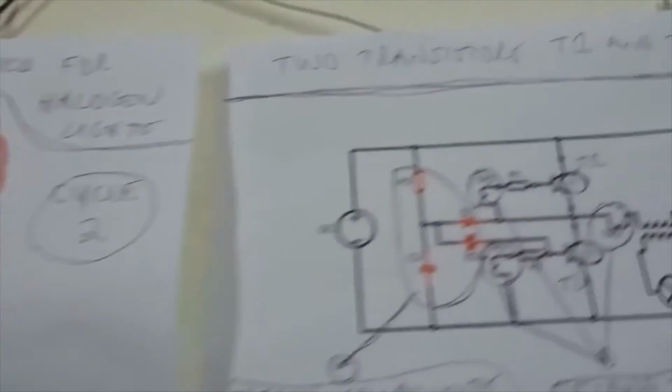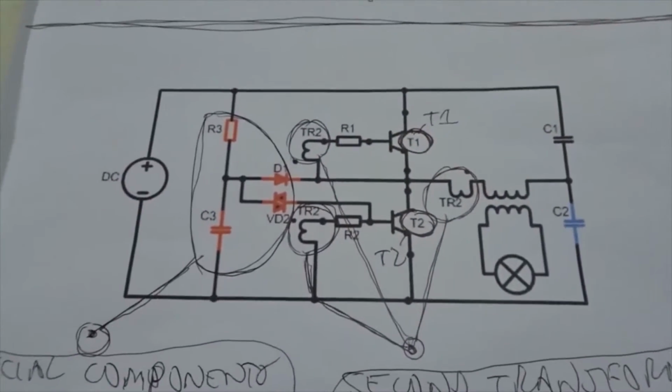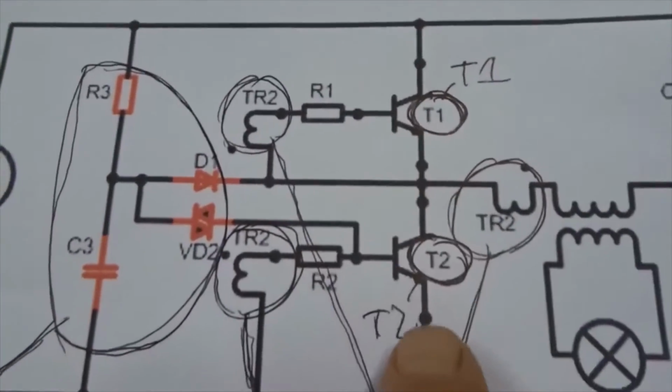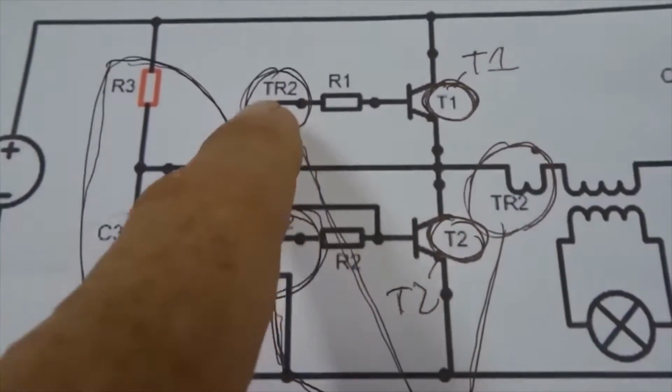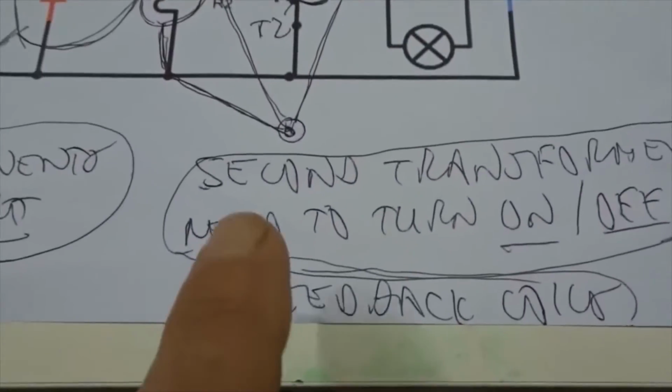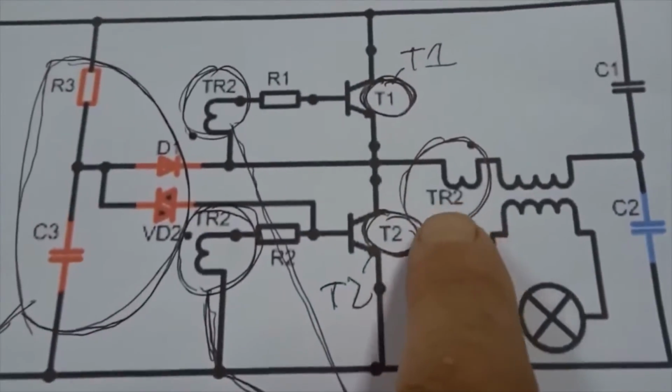Now in the conventional downlight system, two transistors T1 and T2, it's a fairly complex circuit. Here's T1 and there's T2. You need a second transformer here to control feedback, a second transformer to turn them on or off by feedback coils. It's a bit complicated, isn't it?